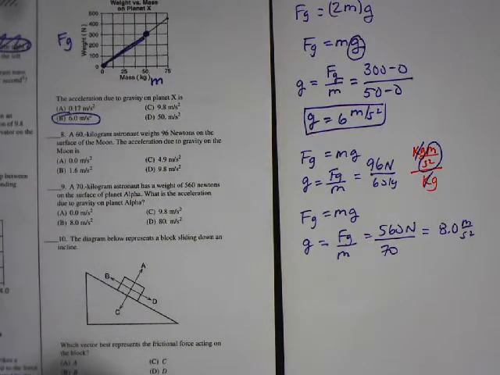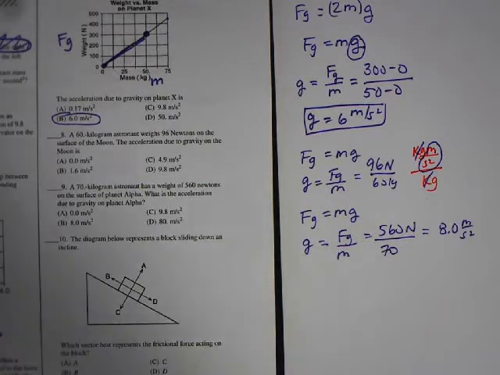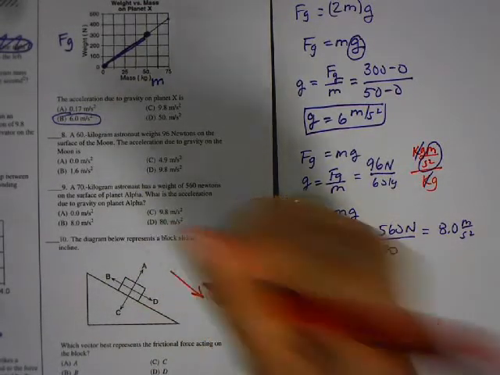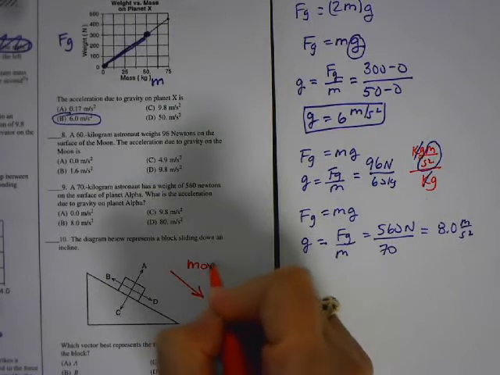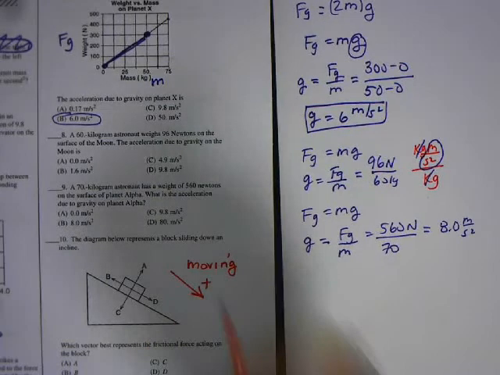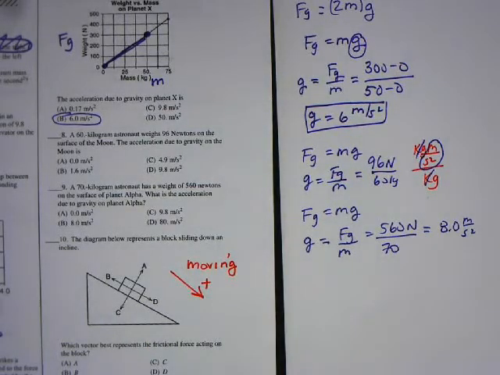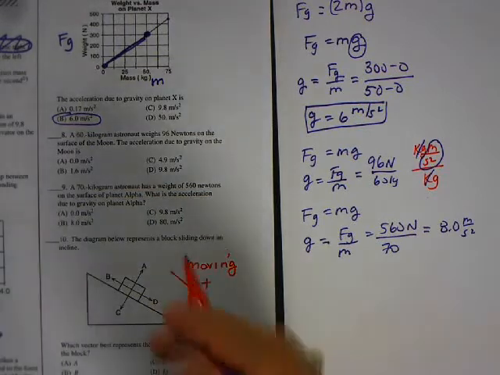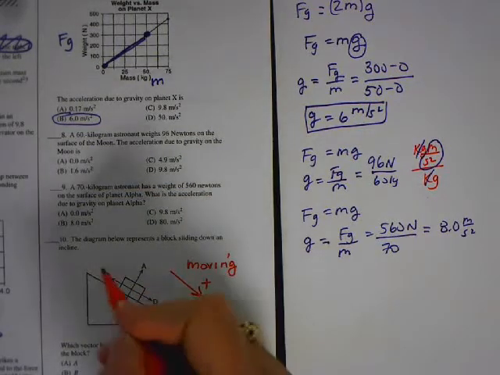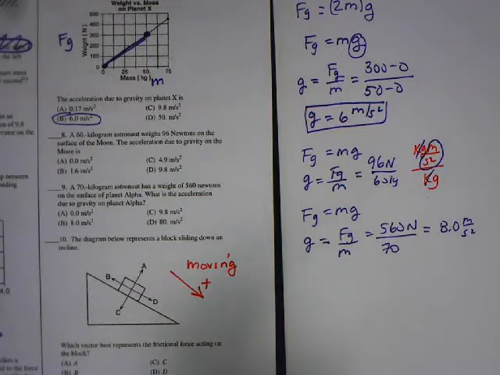Okay, now we're looking here, and it says the diagram below represents a block sliding down an incline. You always want to know which direction the object's moving, because that's your sign convention. So it's moving this way, and according to my sign convention, that's going to be positive. It says which vector represents the frictional force. Frictional force always acts in the direction opposite of motion. So if it's moving down, the frictional force goes up.